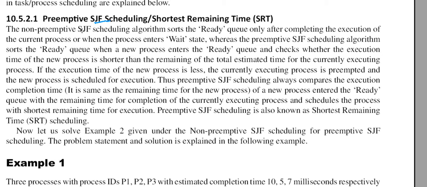What is the meaning of preemptive? It can stop. In preemptive shortest job scheduling, it always compares the execution time of new processes entered in the ready state with the remaining completion time of the currently executing process. Suppose some process is currently running. If a new job comes whose execution time is shorter than the currently executing one, it will preempt. It will stop the current execution and the scheduler will give the resources to the new one.